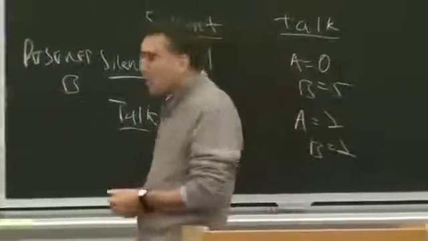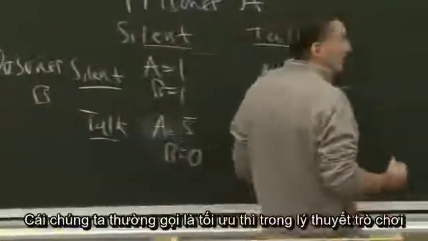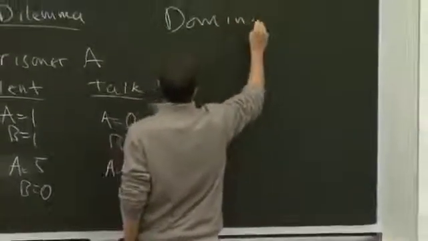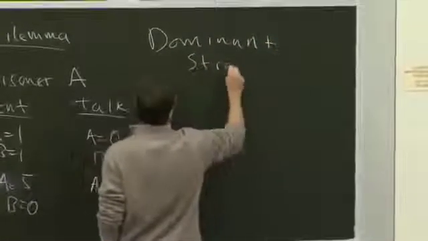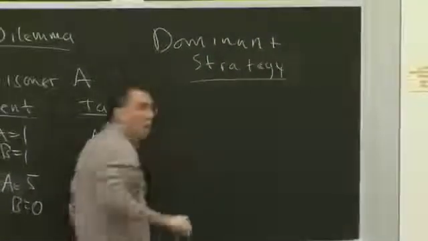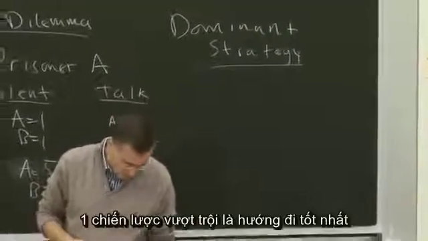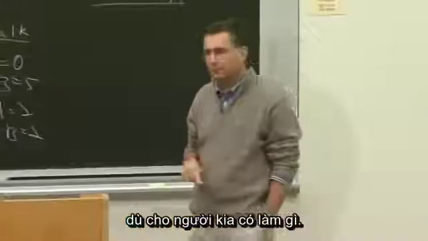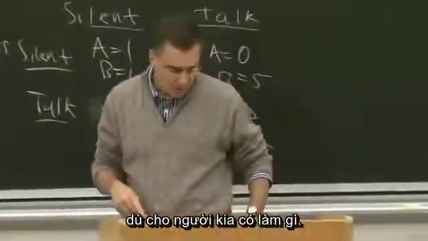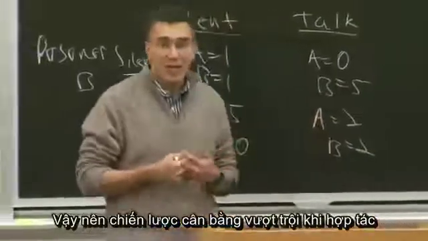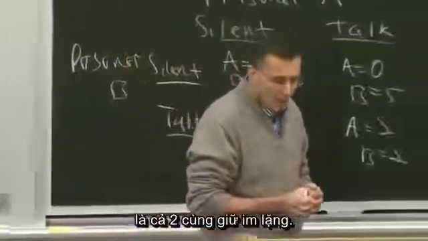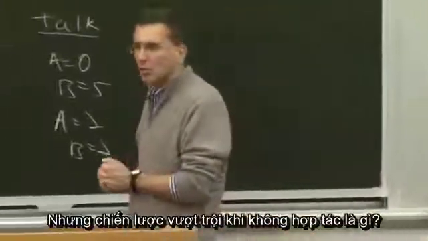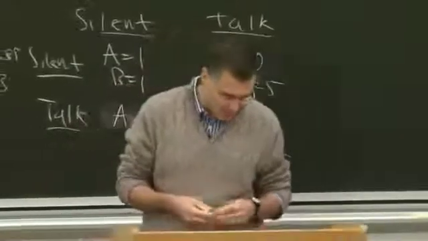Okay? And what we call optimal, in the language of game theory, we call that the dominant strategy. A dominant strategy, okay, is the best thing to do no matter what the other guy does. So the dominant cooperative equilibrium strategy is to both stay quiet. But what's the dominant non-cooperative strategy?